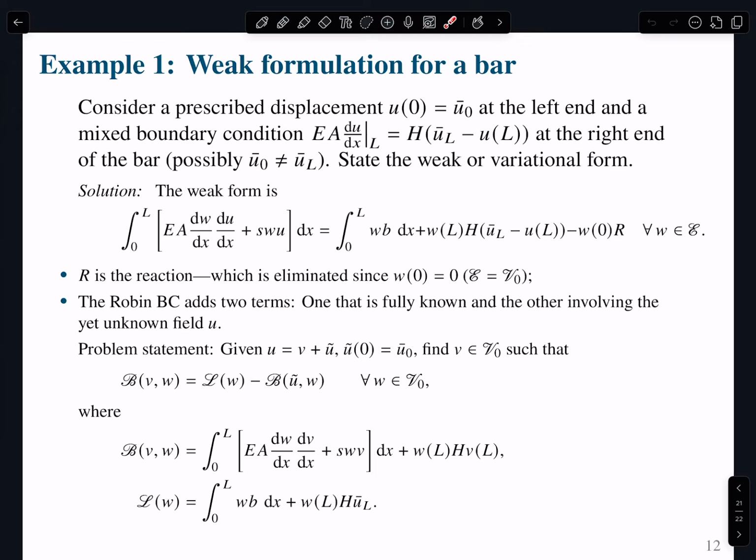So notice that in the bilinear form, the new term is simply this one that arises, again, from the Robin boundary condition. And then on the right-hand side, the term also arising from the Robin boundary condition. This term is the part that you don't know. This is the part that you know. So very simple. This is the statement of equilibrium for this example.